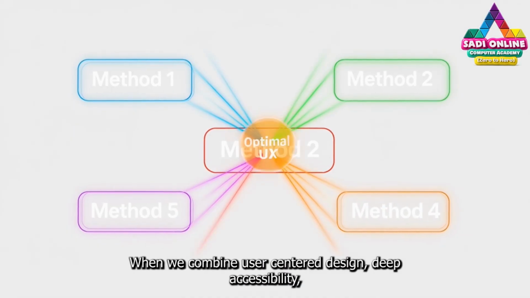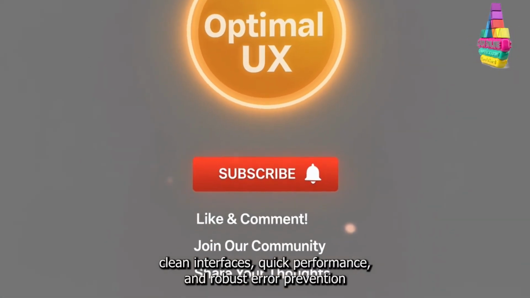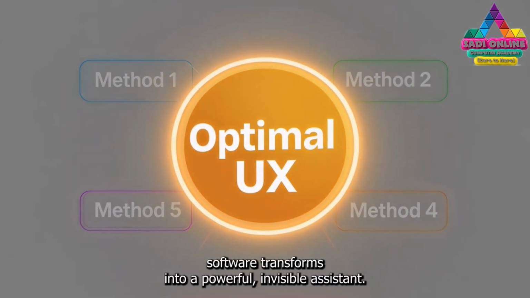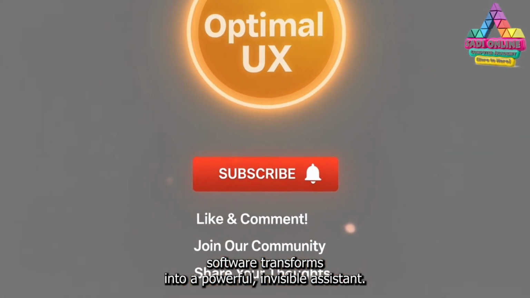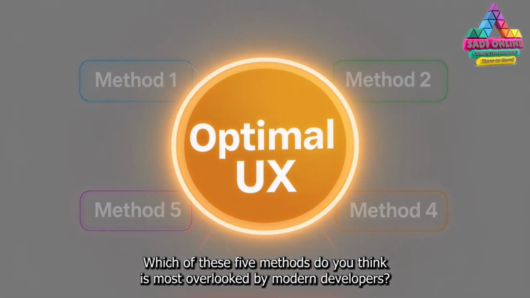When we combine user-centered design, deep accessibility, clean interfaces, quick performance, and robust error prevention, software transforms into a powerful, invisible assistant. Which of these 5 methods do you think is most overlooked by modern developers?